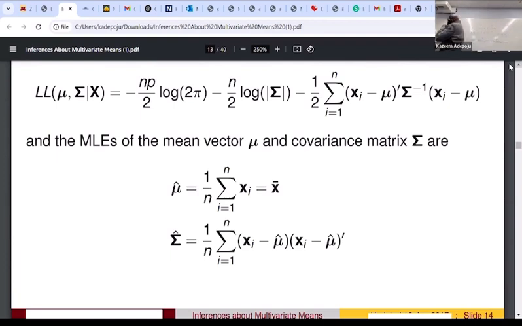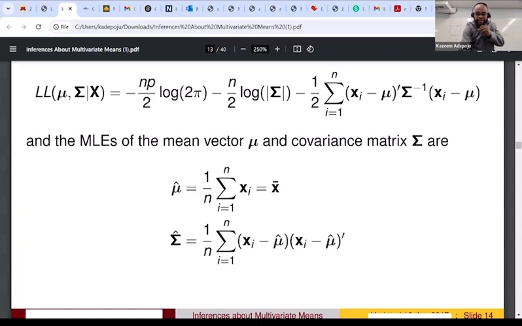From the log likelihood that I'm showing now, when I differentiate with respect to mu, set it to 0 and solve for mu, it's going to give me this. When I differentiate with respect to the variance matrix, set it to 0 and solve, I'm going to have this. These two are the maximum likelihood estimators. They were derived by optimizing the log likelihood function involving the multivariate normal.